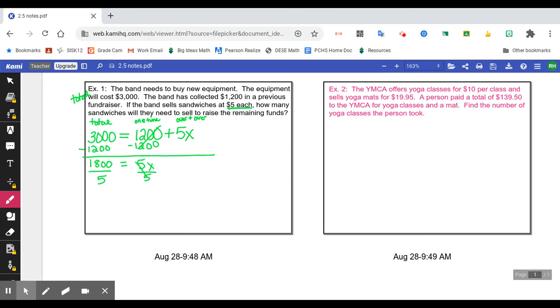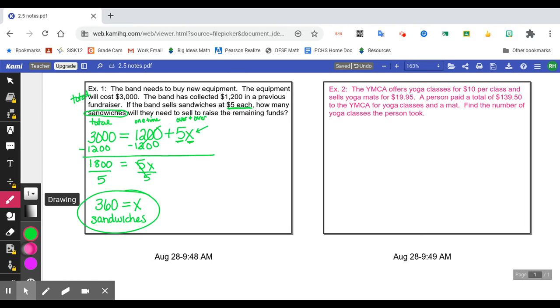Okay, 1,800 divided by 5 gives us 360 equals x. Now, we've got to think about what x was when we were up here. So $5 each, right? We're looking for how many sandwiches. So the band needs to sell 360 sandwiches to be able to raise the remaining money that they need. All right. Okay, let's go to the next one.